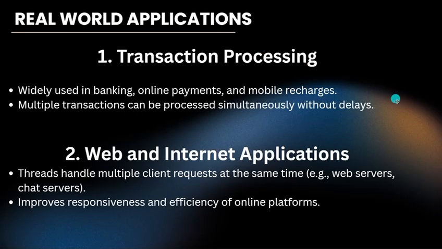Here are the real world applications: transaction processing and web applications. Transaction processing. Systems like banking and online shopping use multi threading to handle millions of simultaneous transactions quickly and without errors. Web or internet applications. When thousands of users connect to a web server at once, threads allow the server to handle multiple client requests concurrently, improving responsiveness and efficiency.